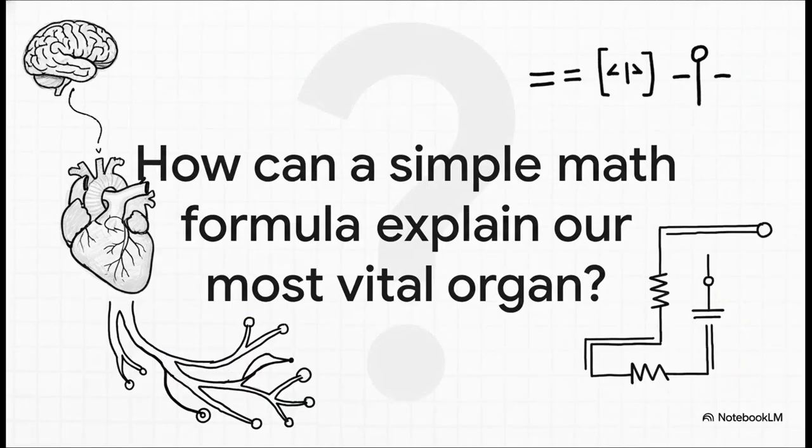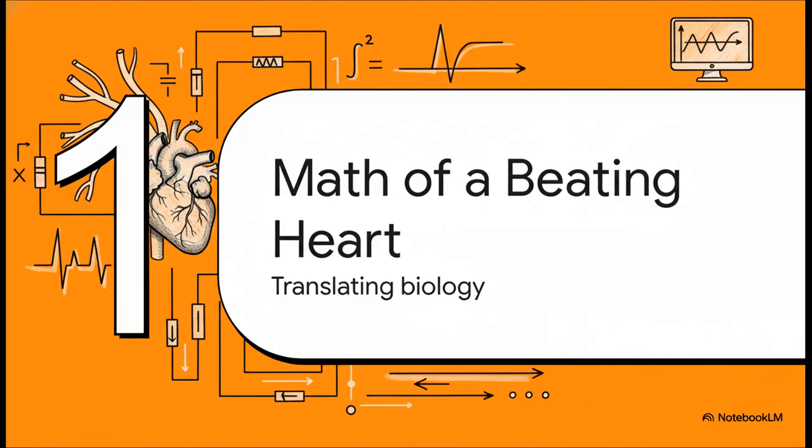So, that's the big question we're tackling in this explainer. How on earth can a simple math formula capture all the complexity of the human heart? Well, let's jump right in and find out. To get started, we've got to translate biology into a language that math can understand. We're going to use a really cool field called mathematical biology, where we build models to simulate and even predict how these incredibly complex biological systems actually work.